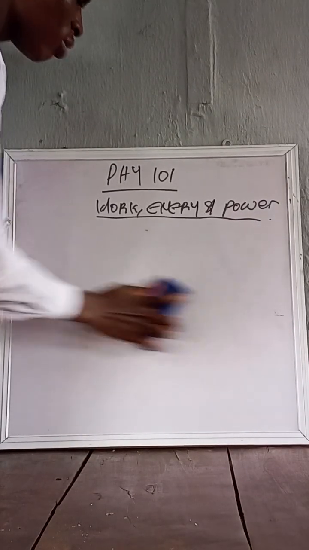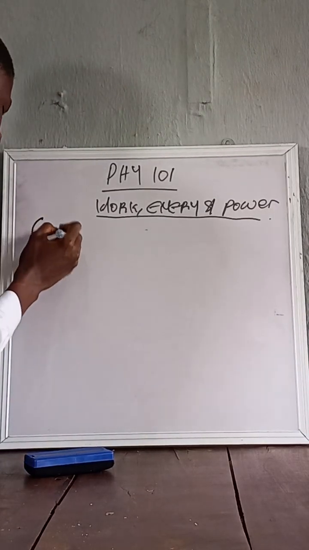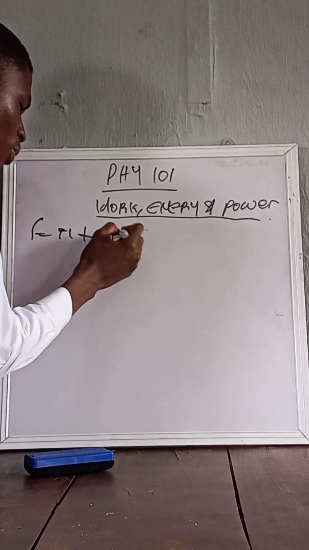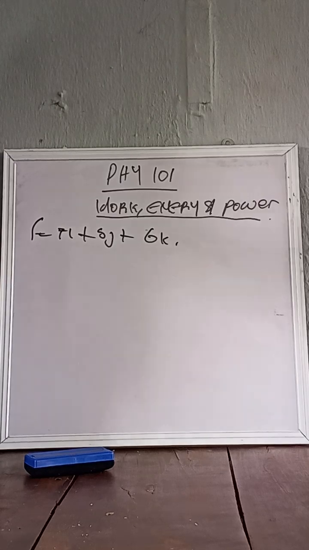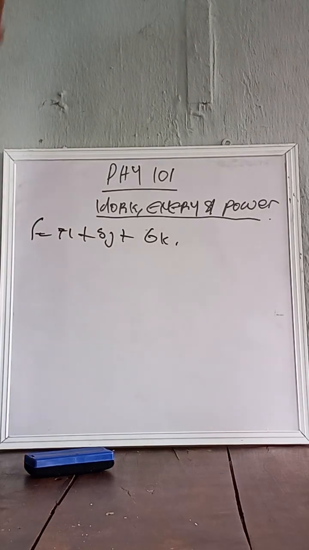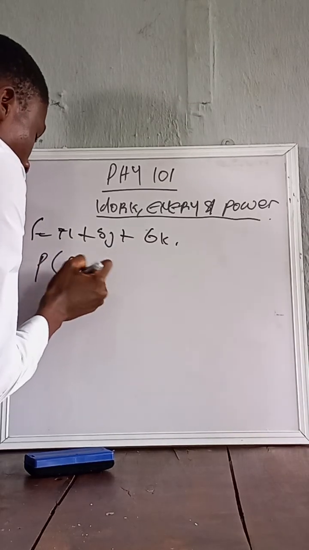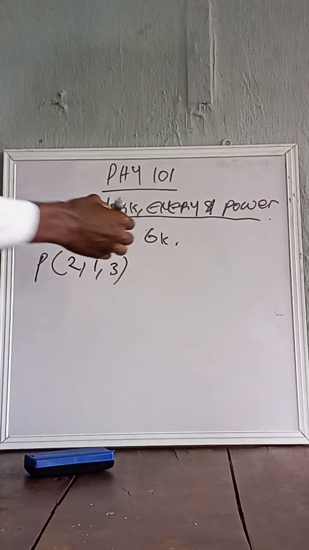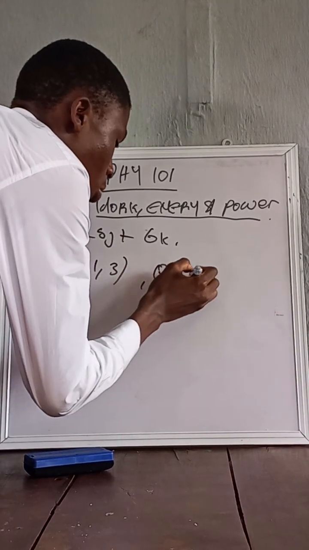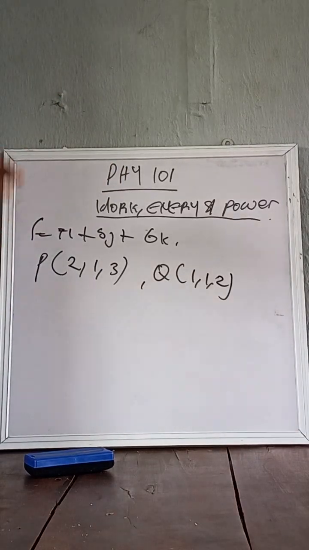If they say calculate the work done, given that your force is equal to 7i plus 5j plus 6k, in a displacement between two points, let's take the first point to be P, equal to 2, 1, 3, and the other point is Q, which is 1, 1, 2. If you see, this particular question is very easy to understand.